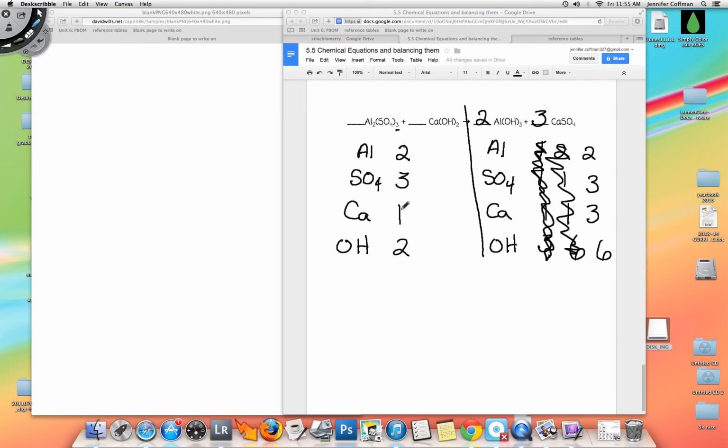So I'm moving down the line. Calcium is 1 on the reactant side and 3 on the product side. So I'm going to be putting a coefficient in front of this calcium. I'm going to place a 3 there. And when I place a 3 there, I recount everything. 2 aluminums. There's still 3 sulfates. Now there's 3 calciums. And 3 times 2 is 6 hydroxides. Oh, look at that. 2, 2, 3, 3, 3, 3, 6, 6. It's a beautiful day. The whole thing is balanced.